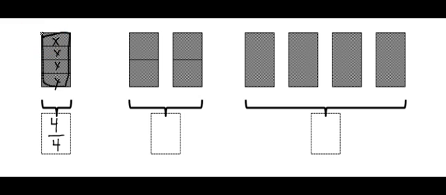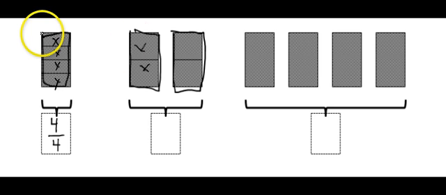In the next picture, I have 2 wholes. Each of those has been divided into 2 equal pieces. So the pieces are halves, and I have 4 of those pieces. So I have 4/2. That would be equal to 2 wholes.